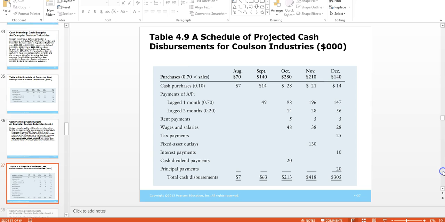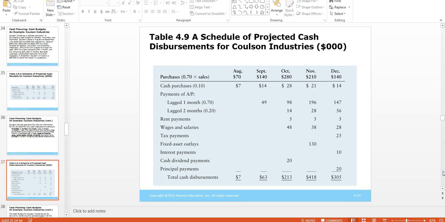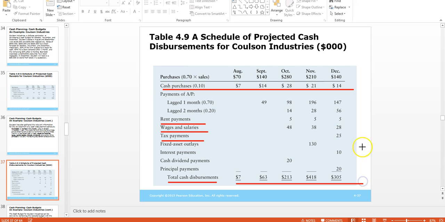All right, now the disbursements. Now we've got disbursements, and this table will tell us all about our disbursements, which we'll fill in on that first table. So here's our purchases, right? And here's payments of accounts payable. And here's our rent, our wages and salaries, our tax payments. And all these items are going to give us our total cash disbursements.